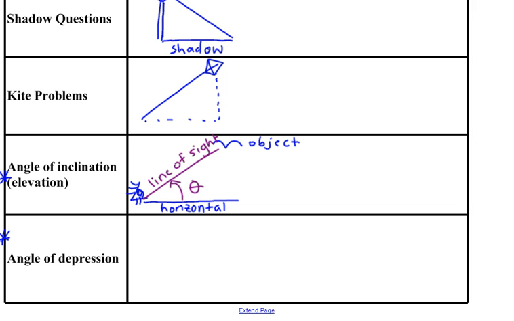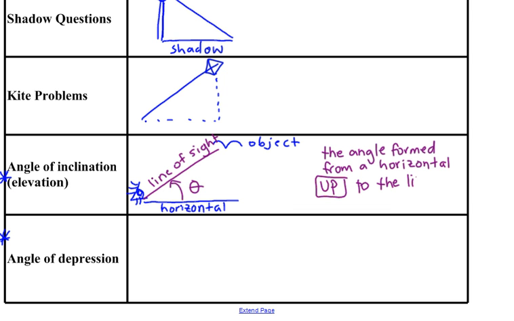By definition, the angle of inclination is the angle formed from a horizontal up, keyword up, to the line of sight, or up to the object. From horizontal up to an object, or horizontal up to the line of sight.